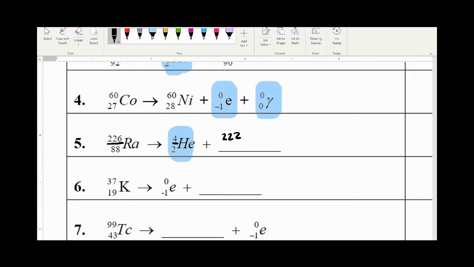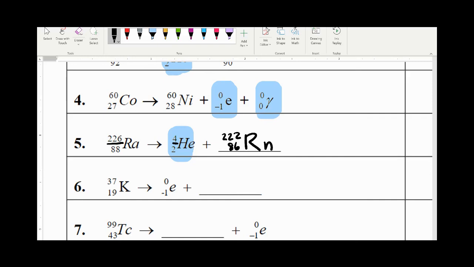And then 2 plus 86 will be equal to 88. And so if we look on our periodic table and look for element 86, that's going to tell us that we have radon, which has a symbol of Rn.